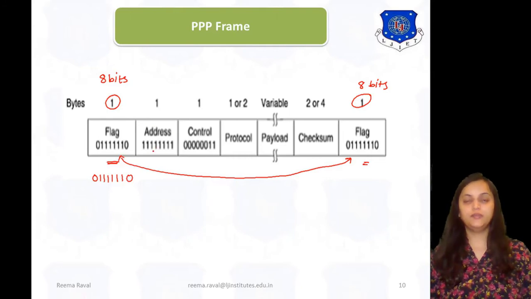The second field is the address field, which is of 1 byte having all ones. Then the third field is the control field, that is 6 times 1 and 6 times 0 and 2 times 1, which is of 1 byte, that means again 8 bits. Then next is the protocol field. This defines the protocol used for transmission. This may be of 1 or 2 bytes. Then the payload field, which contains the data, is variable from layer to layer. Then the next field is the checksum field for error detection, which is of 2 or 4 bytes. Okay, this is the PPP frame structure.